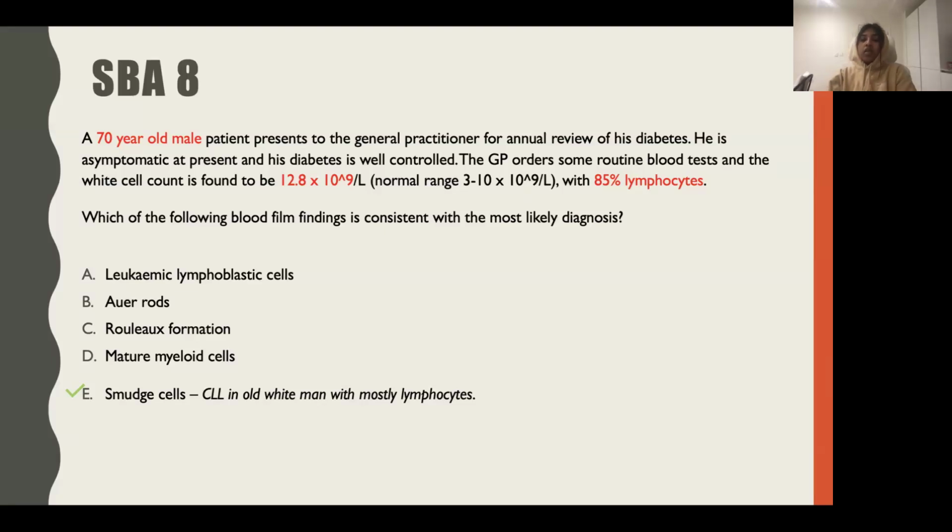And it's 85% lymphocytes and not lymphoblasts. So lymphocyte is the mature cell, so it's more likely to be chronic lymphocytic leukemia. If there were mostly lymphoblastic cells in a kid, then it would more likely be ALL. So that's why this is CLL. And in CLL, you'll be seeing smudge cells. So yeah.